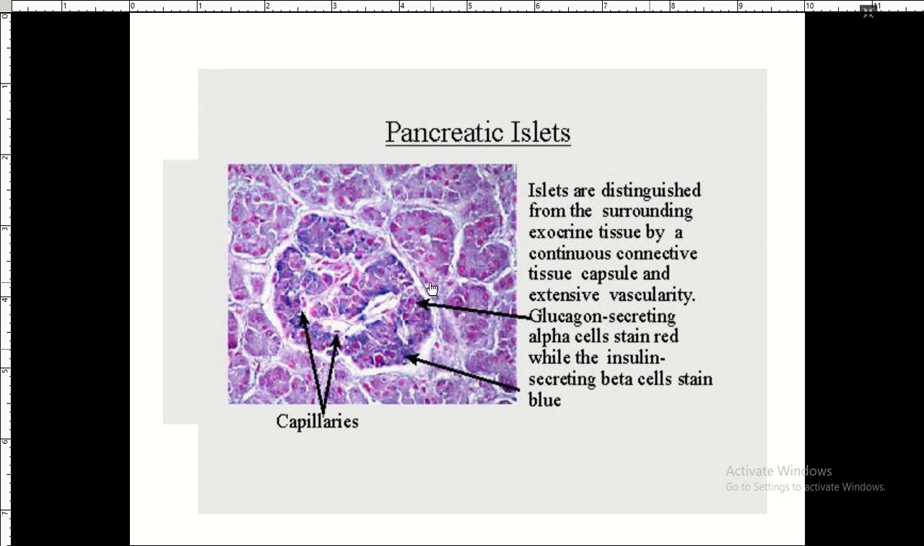So take note of this. We have a connective tissue capsule that will be surrounding these islets of Langerhans. So it has its own capsule surrounding it, right? And these clusters of cells are highly vascularized.